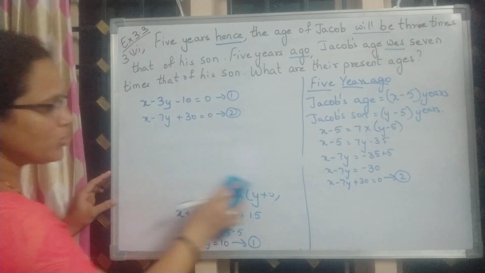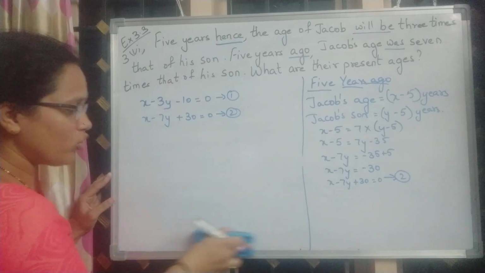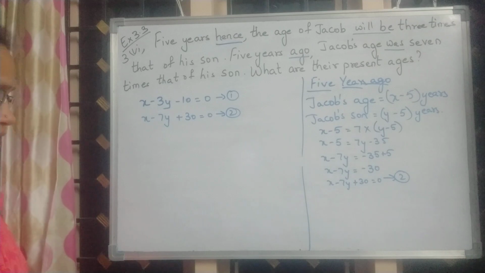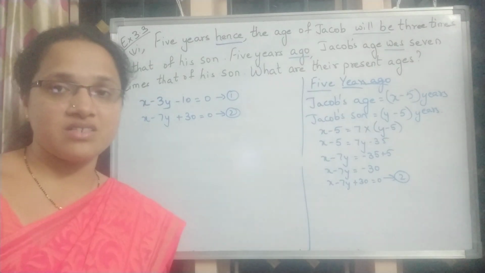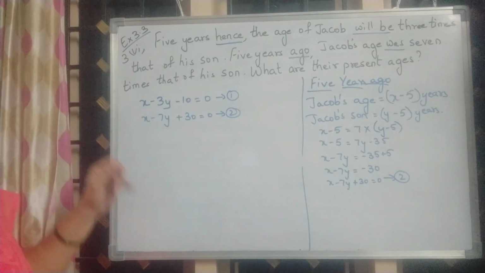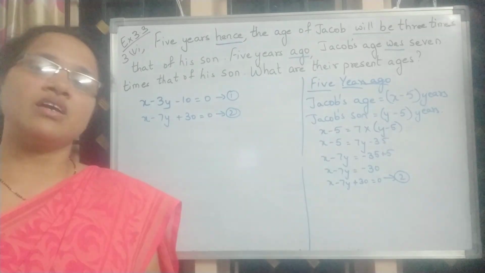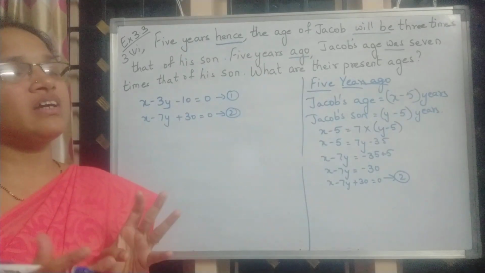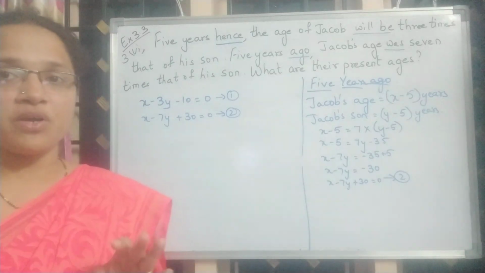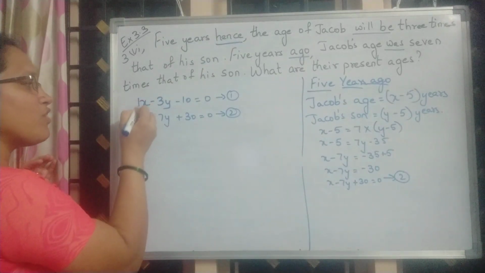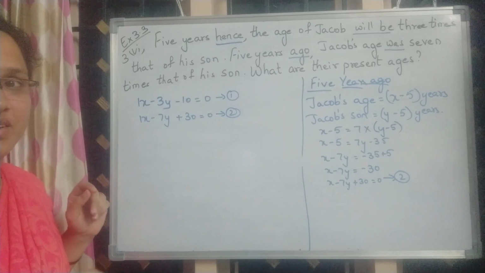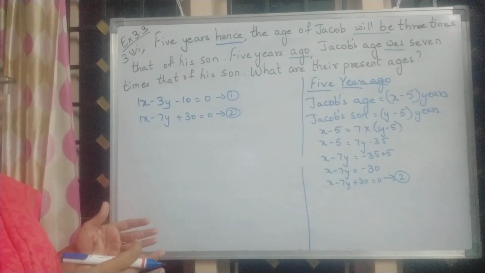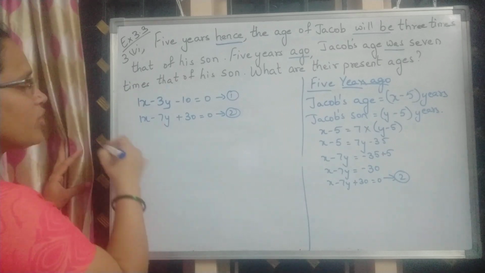Now, what I want to do is add both the first and the second equations. Why should I add? Should I add or should I subtract? Yes, I should subtract. But why are we taking either addition or subtraction? Because the coefficient of one of the variables is the same, so you can just eliminate that.